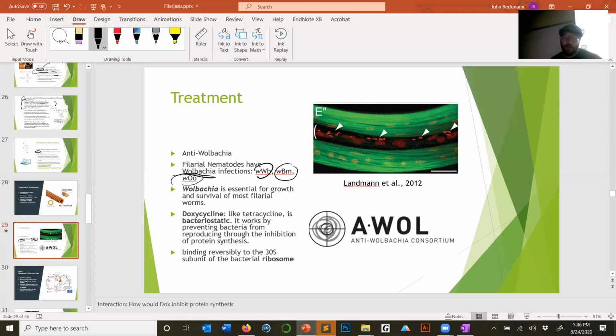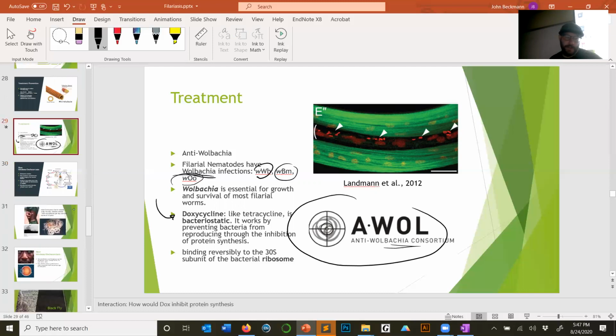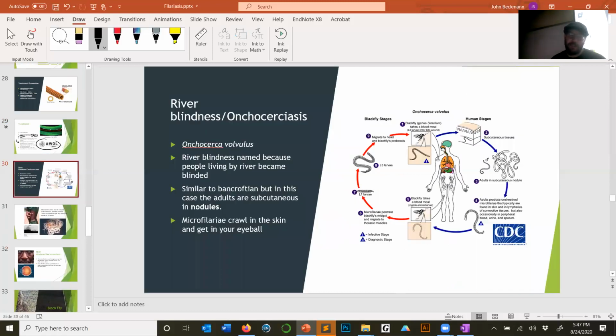So if you treat people who have filarial nematodes with antibiotics like doxycycline, the antibiotics will kill the Wolbachia and make it impossible for the filarial nematodes to reproduce. There's a program called the Anti-Wolbachia Consortium, A-WOL, and they are developing new drugs that selectively kill Wolbachia, because that has improved health benefits for people who have filarial nematodes by killing the symbionts. So that's really cool.